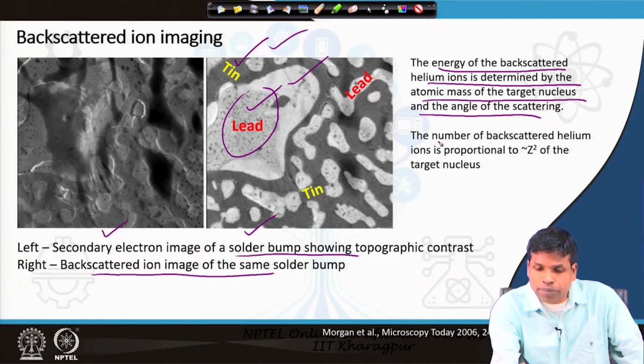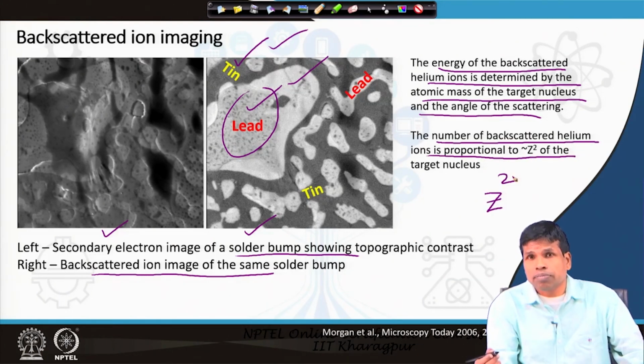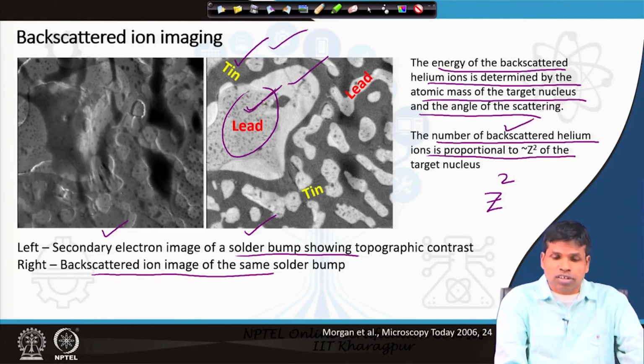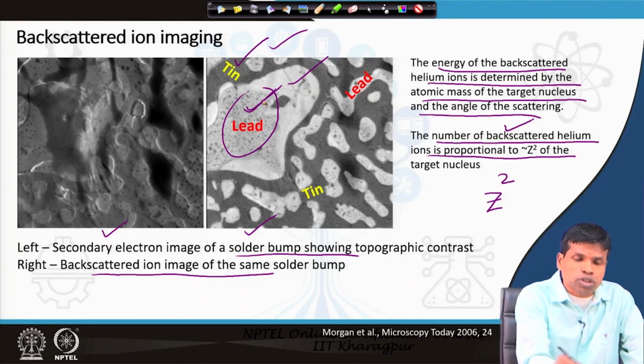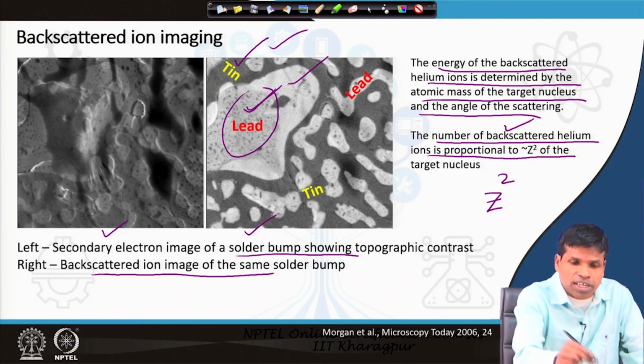In addition to that, the number of backscattered helium ions is proportional to Z squared, the atomic number squared. So, as we increase the atomic number, more backscattered ions will come out, as you see here. That is why it appears much brighter in the image, and that tells the difference between which region has higher atomic number material and which region has lower atomic number material.